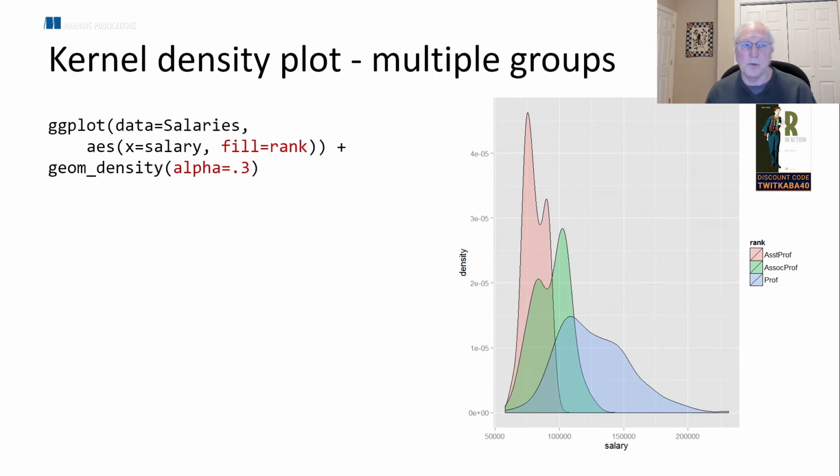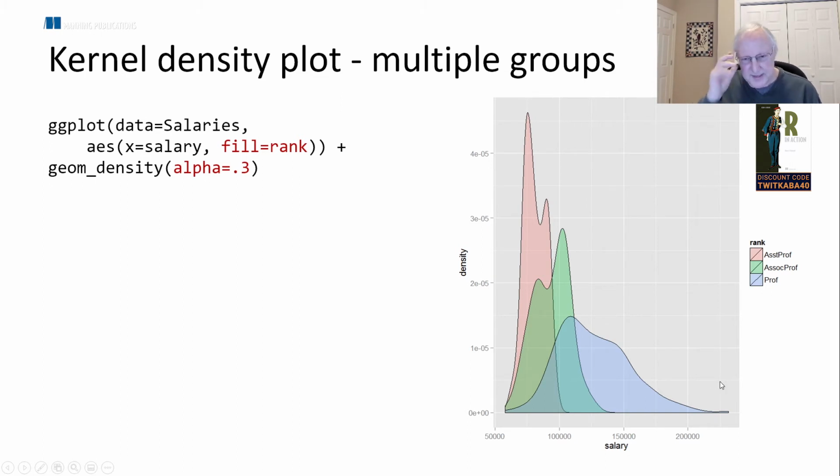So if I want to plot a density plot for salaries for assistant, associate, full professor, and I don't want them to overlap so that I can't read them, I can make the alpha equal, say, 0.3. An alpha of 1 is perfectly opaque, which is the default. An alpha of 0 is perfectly transparent, so it doesn't show up on the graph. And 0.3 is pretty transparent.